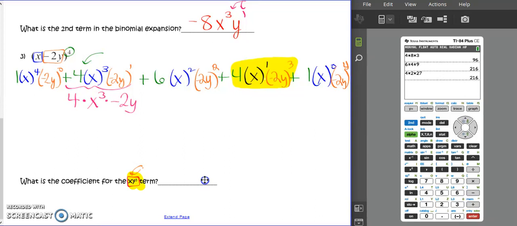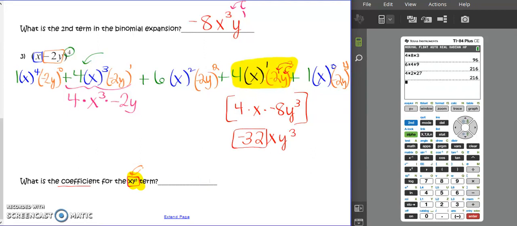So let's simplify that piece. So we have 4 times x times, distribute that exponent to the negative 2 and the y's exponent. We have negative 8y to the third. It just asks for the coefficient. So when we simplify this to be negative 32xy to the third, negative 32 is all we're looking for there. Okay?